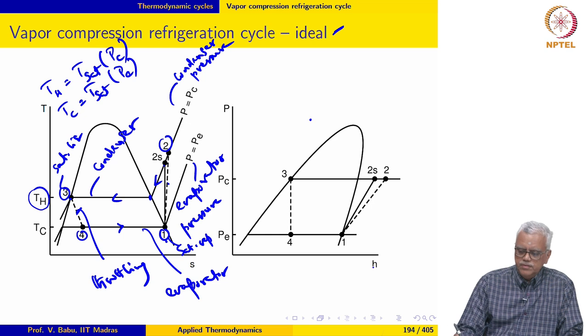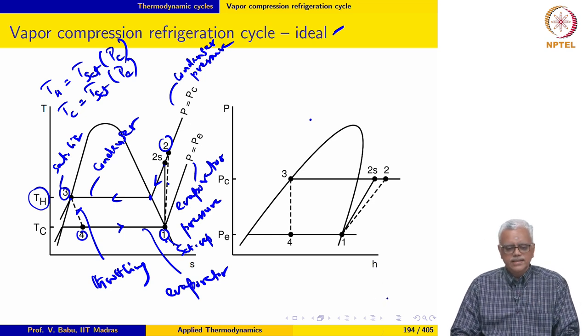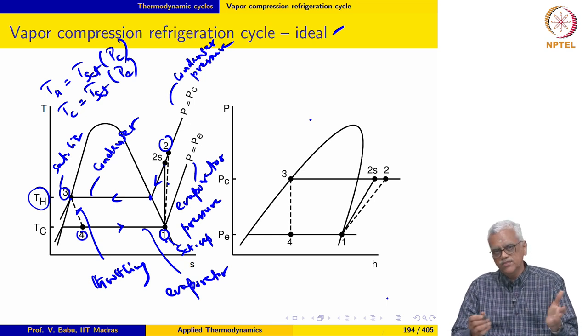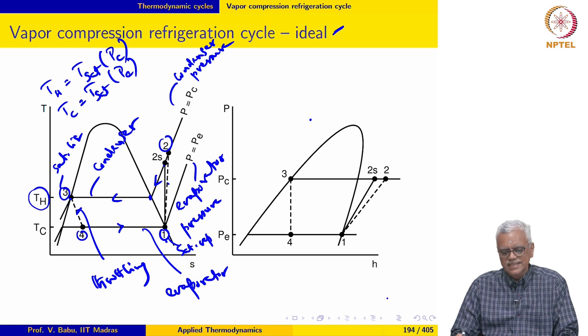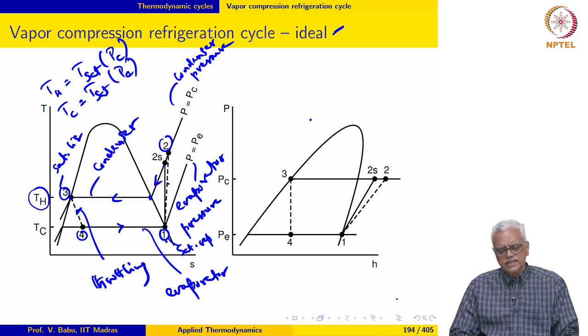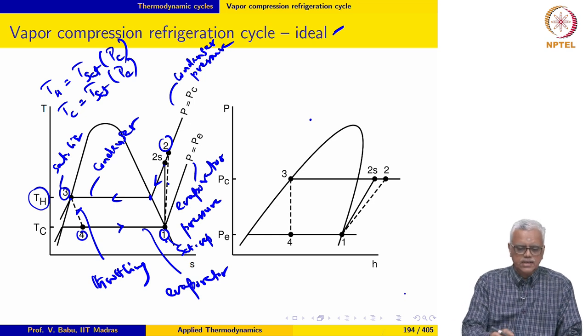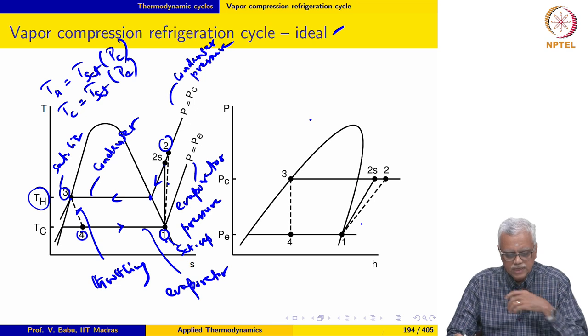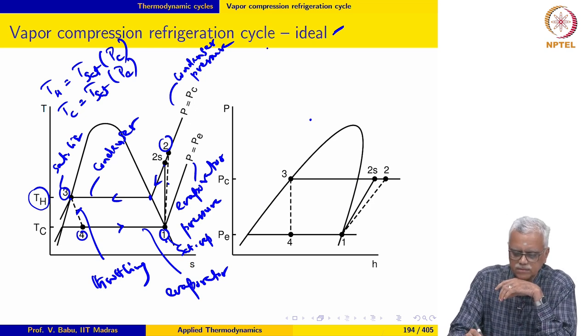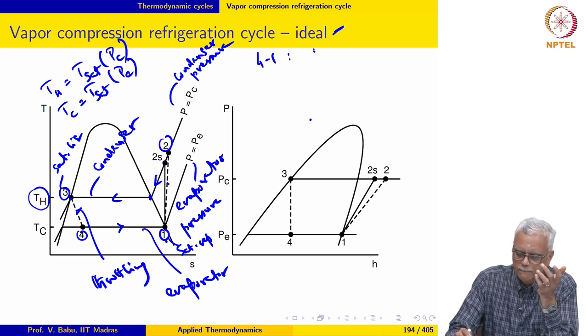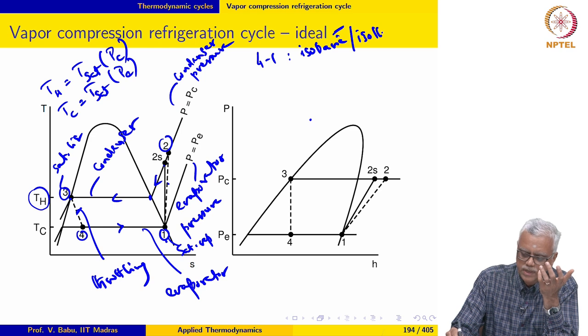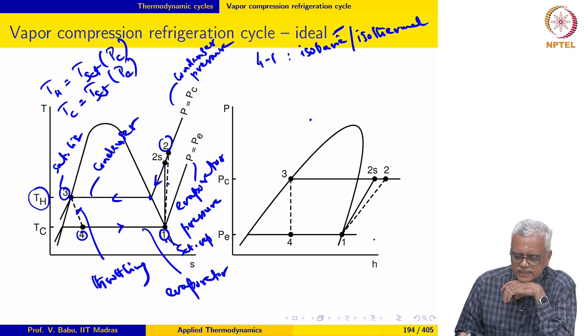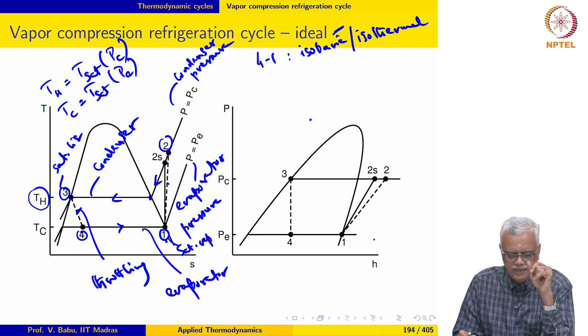Now, you may wonder why the diagram has to be illustrated in a different set of coordinates. Why not just stay with TS? Why do we need these pH coordinates? It turns out to be an interesting question. So let us look at the processes that the refrigerant undergoes in the cycle. Okay, so 4-1 is a phase change process, and this, as you can imagine, is an isobaric slash isothermal process, because it is a phase change process. That is the process that the refrigerant undergoes in the evaporator.